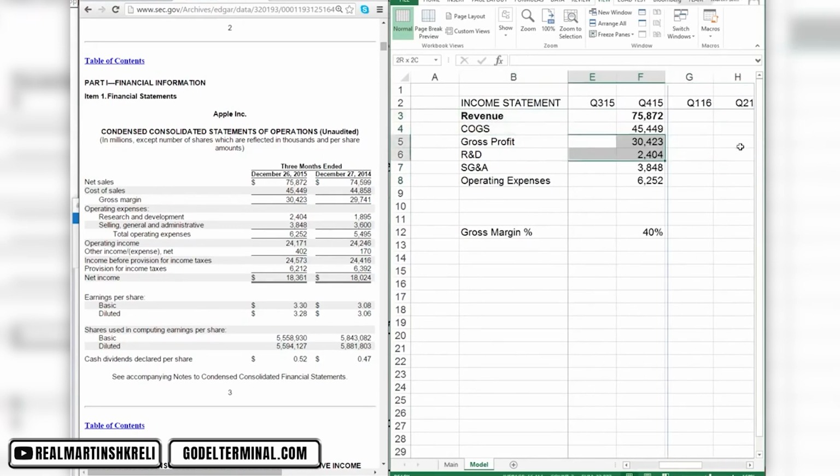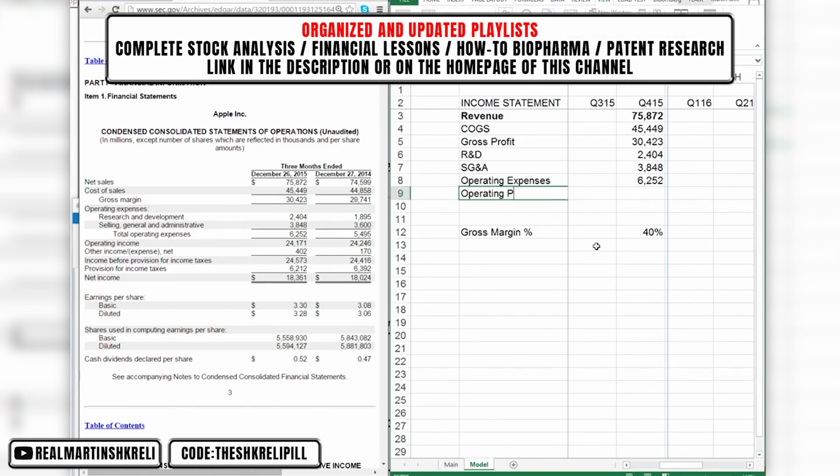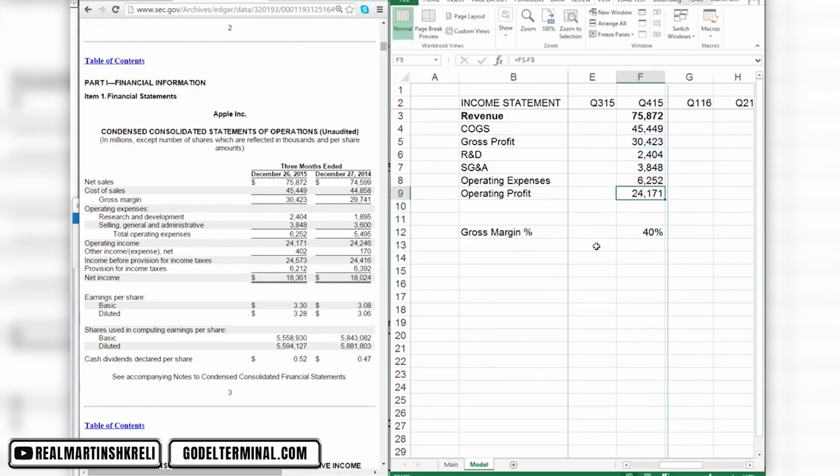$45 billion to actually make the products, but $6 billion to actually run the company. So operating profit is kind of what's left over. And this is an important line. Operating profit is kind of gross profit minus operating expenses. So now we're down to $24 billion. So revenue was $75 billion in Q4 15, and now operating profit is $24 billion.